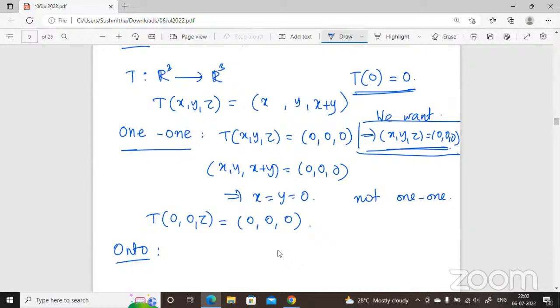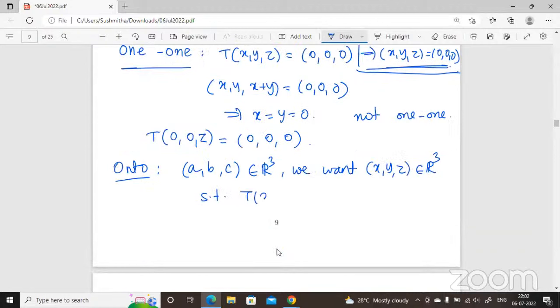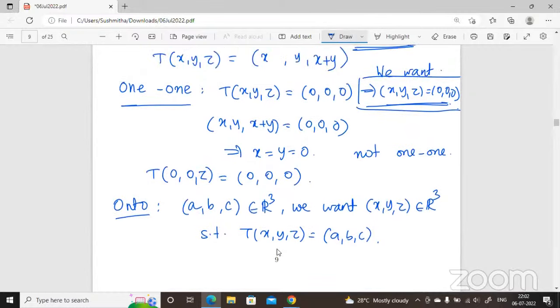What do we do for onto? For every a, b, c in R3, we want x, y, z in R3 such that T of x, y, z is equal to a, b, c. This is what we want, right?